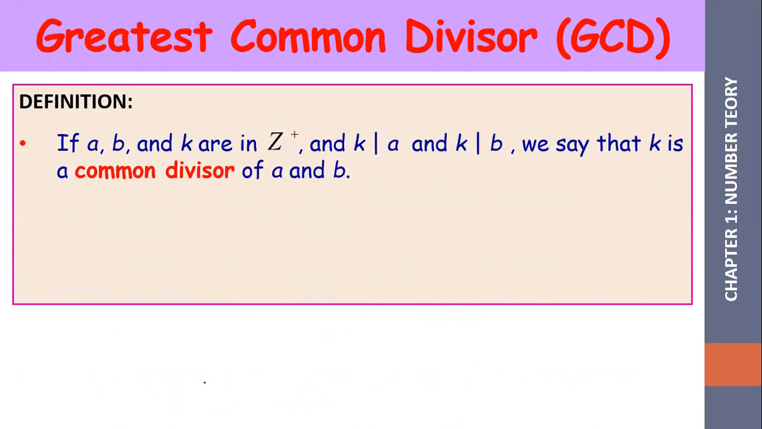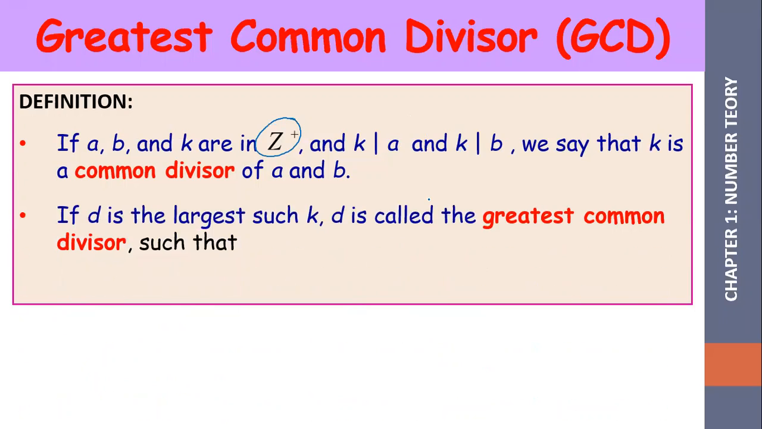Okay, let's see the definition of GCD. If A, B, and K are positive integers, and K divides A, and also K divides B, we can say that K is a common divisor of integers A and B. Okay, so if D is the largest such common divisor K, then D is called the greatest common divisor, such that D is equal to GCD, greatest common divisor, of integers A, B.